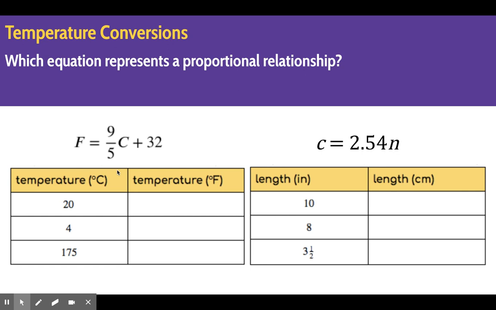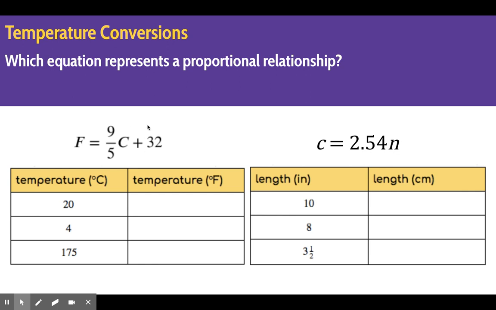And then I'm going to add 32. So once again, to do that, if you want to help put this in your calculator, remember multiplying fractions, you just multiply straight across. So I'm going to do 9 times 20, which gives you 180. Then I'm going to take that number and divide it by 5, and that gives me 36.